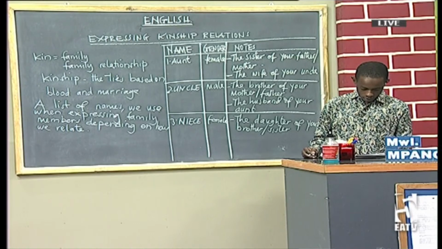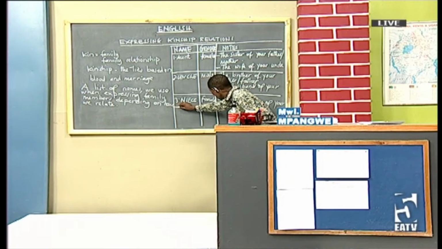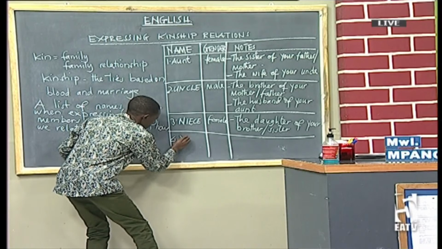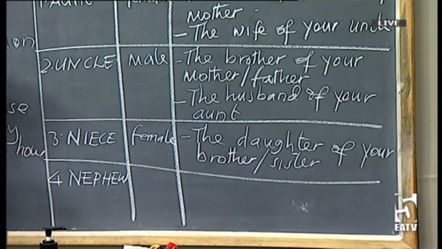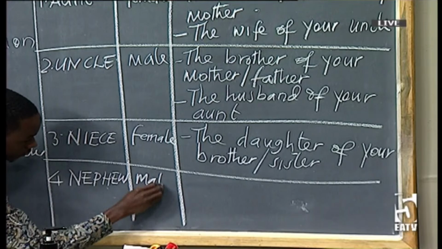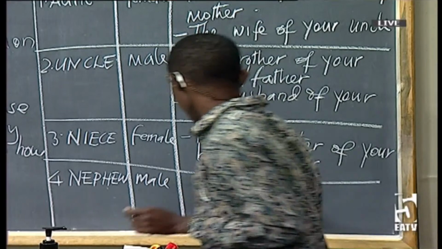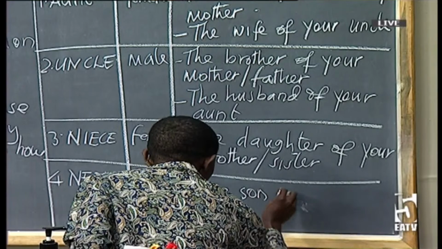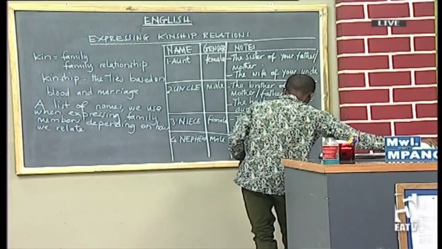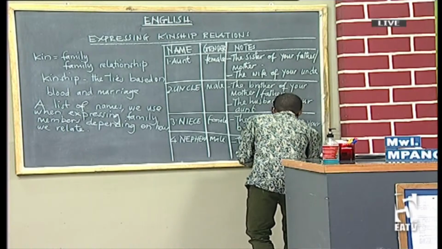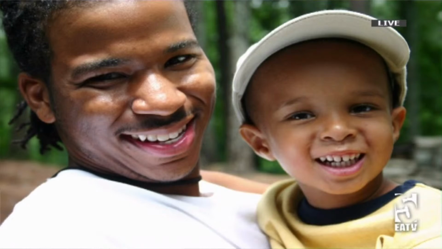And the opposite is nephew. Nephew is male, a male. Then who is nephew? Nephew is the son of your brother or sister. Nephew, the son of your brother or sister. Look at that boy. You can say, this is my nephew, the son of my brother or my sister.